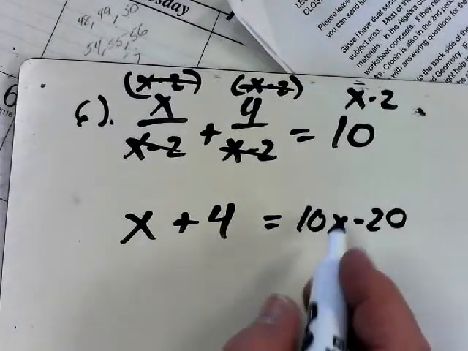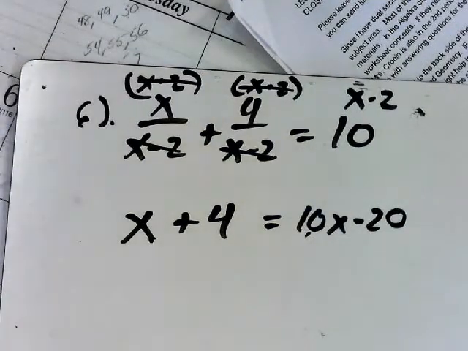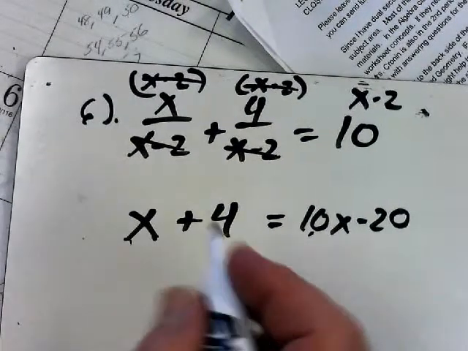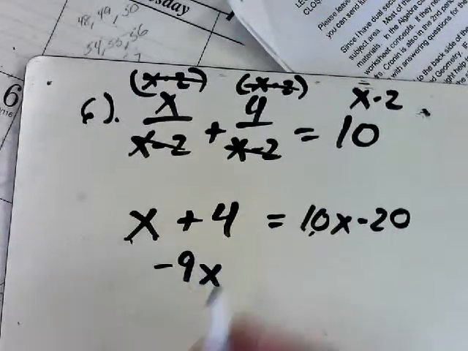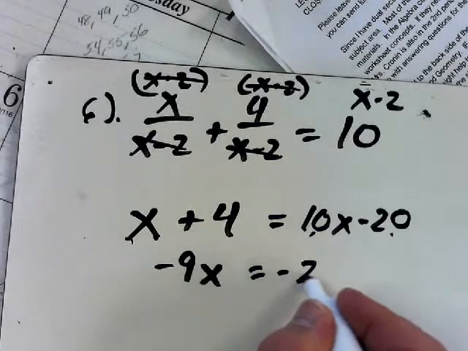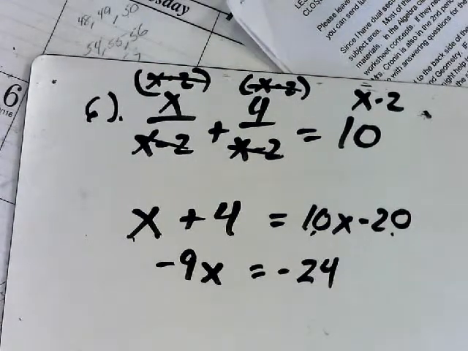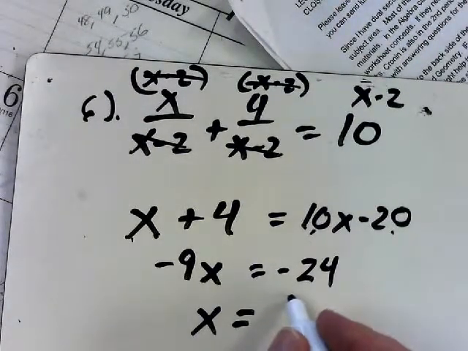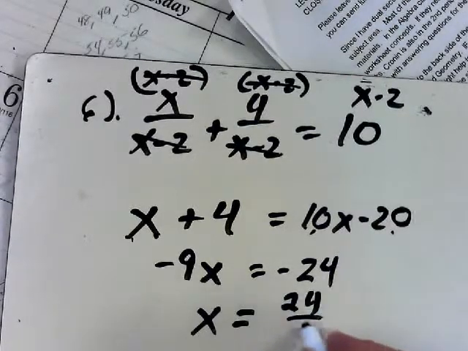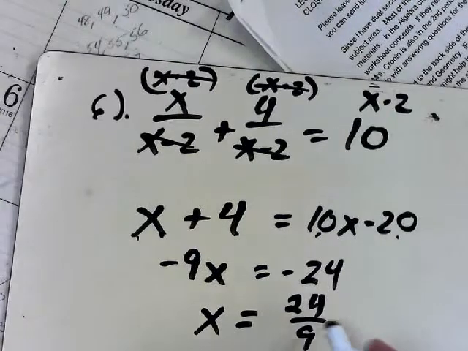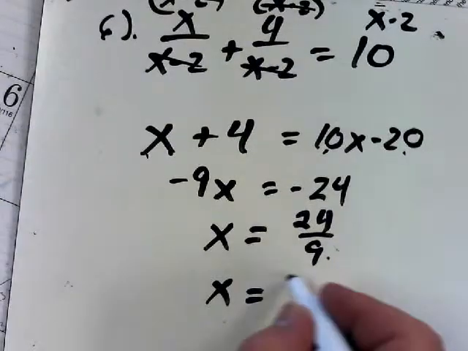Putting my x's together, I'd probably move this one over to here. Which means that I'd have x minus 10x, which would give me a negative 9x. Take the 4, move it over to here, equals a negative 24. Because a negative 20 minus 4 would be a negative 24. Dividing both sides by 9 would give me 24 over 9. Reducing by 3 will give me 8 over 3.